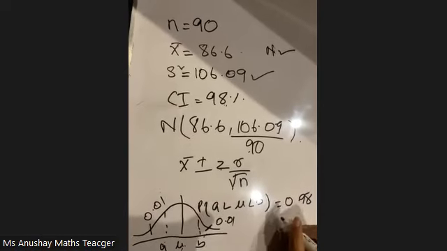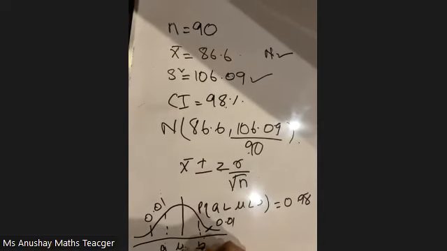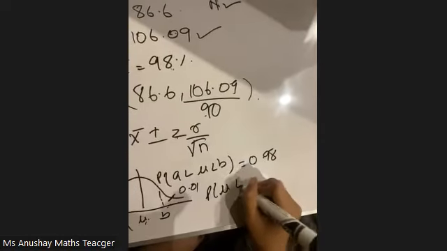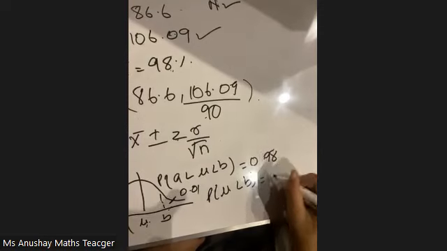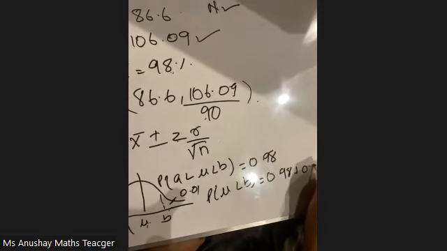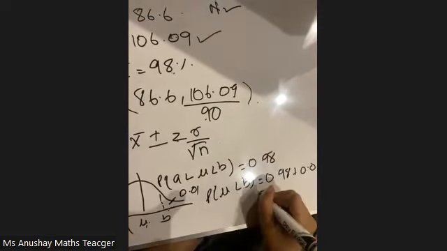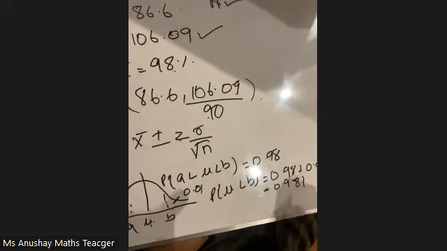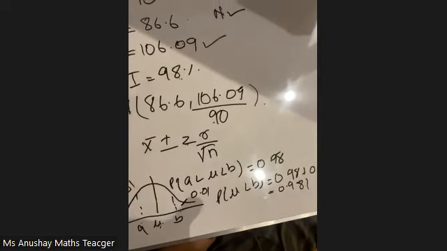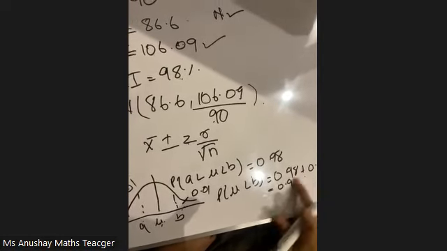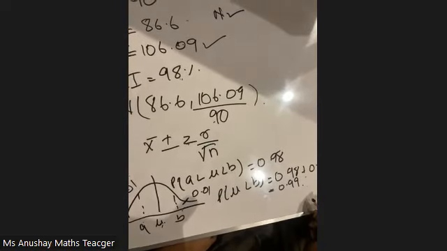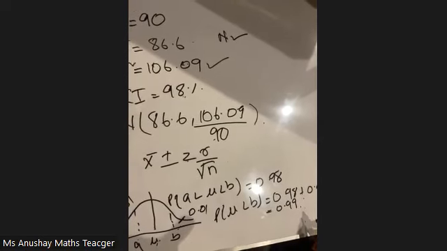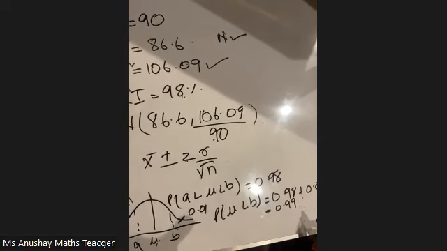So you take the greater value and you say the probability that mu is less than b is 0.98 plus 0.01, which is 0.99. Sorry, my brain is not working. Yeah, it's 0.99.